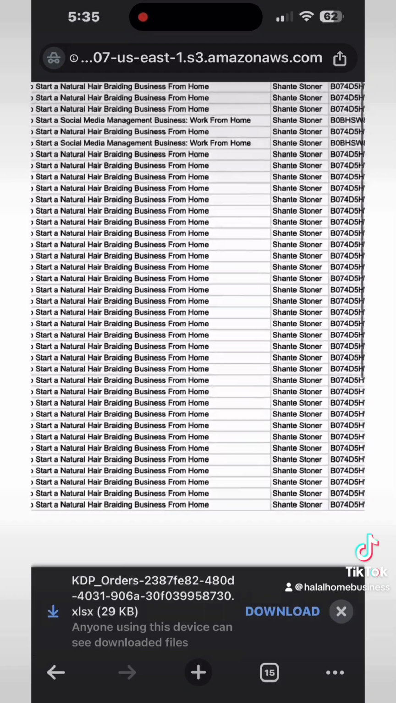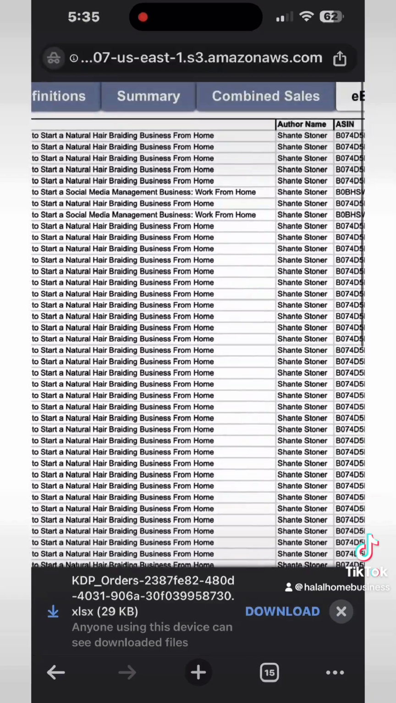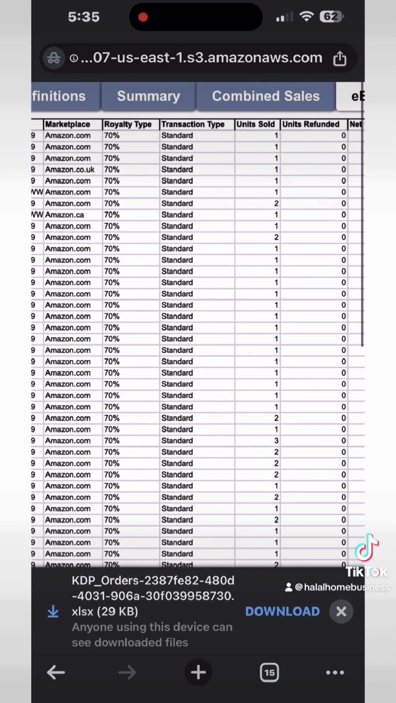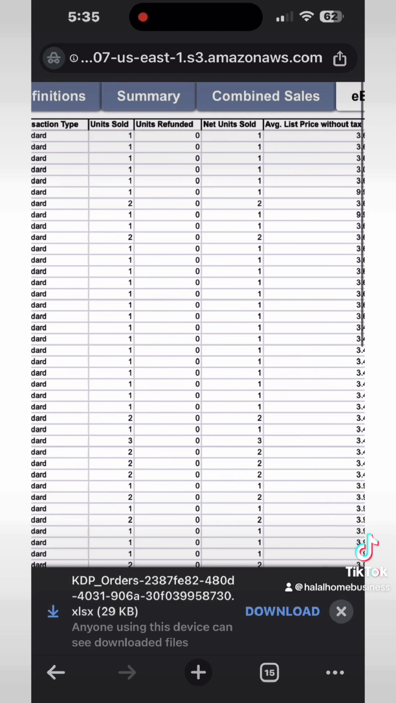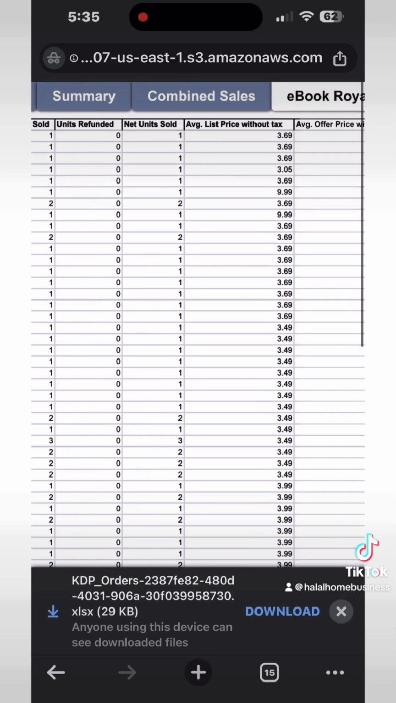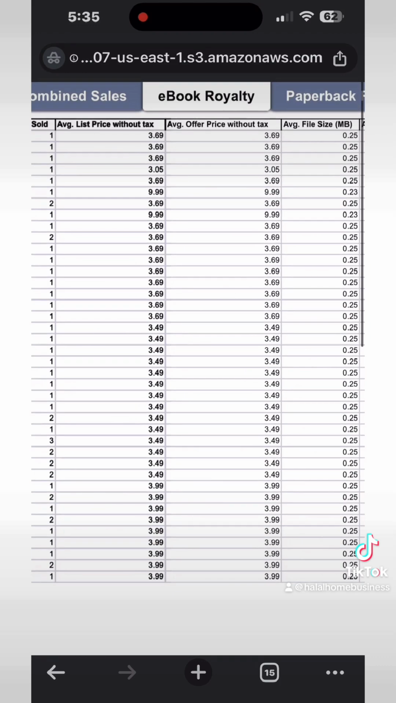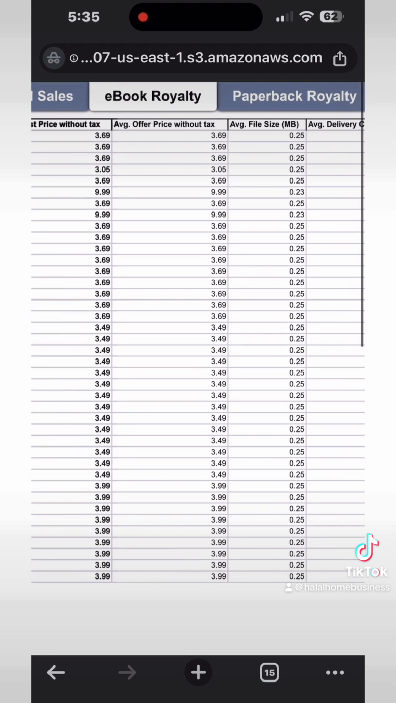This is Amazon. So this is me showing you some KDP sales as well. You can see here, it's 70% of the royalty is what I make on each sale. So it's listed for an average of $3.69, $3.49. You can see some different prices there. Sometimes people bought one book or two or whatever.